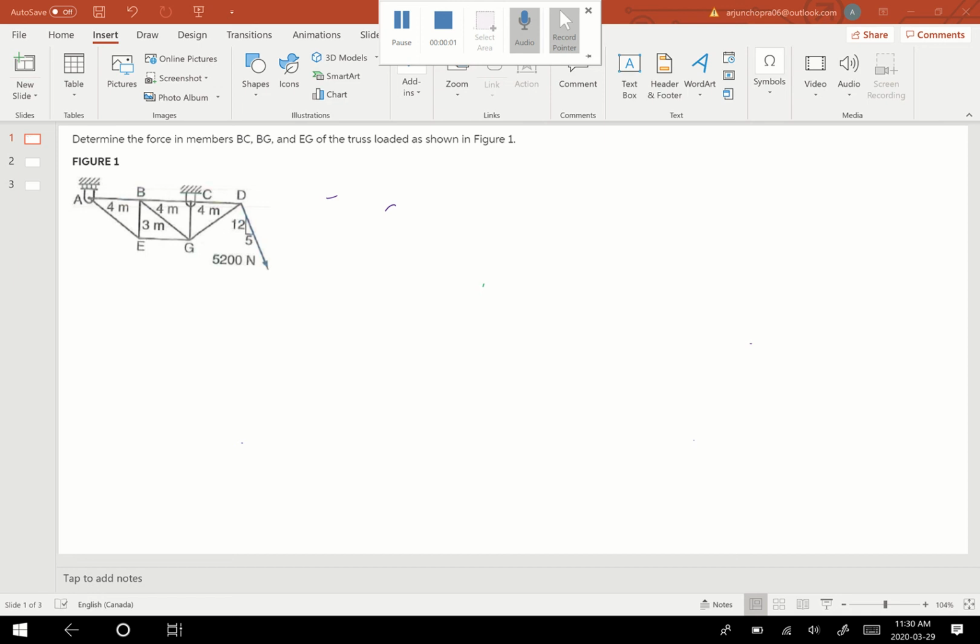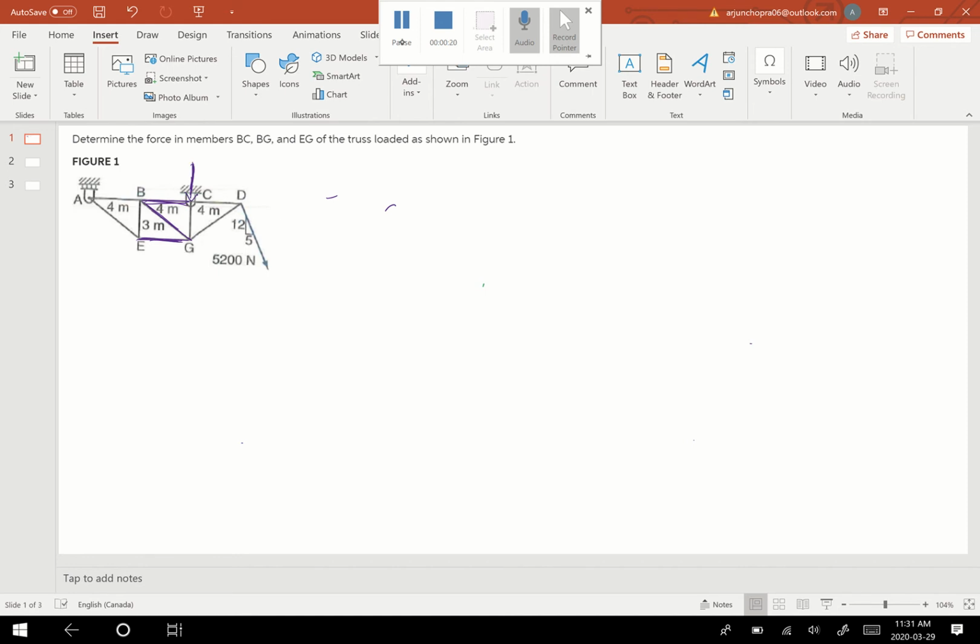Welcome back, friends. In today's class we will learn about the method of sections, and I wanted to find the load in members BC, BG and EG. I wanted to find the forces in these members, and before I start finding the forces in these members, what I like to do is always find out the reaction loads first.